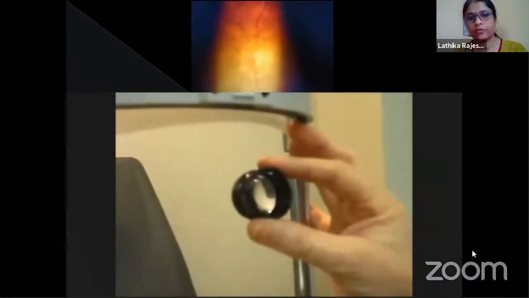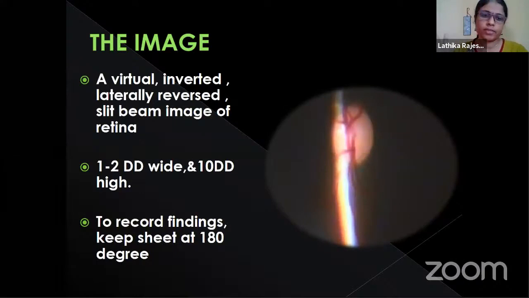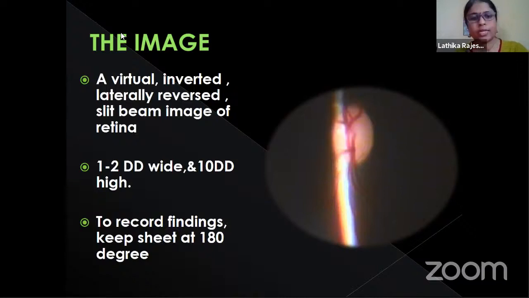This is where the fovea is now in focus. If you want to shift to the disc, you have to ask the patient to look into the ear. So first, it is the disc that should be examined, then the arcades, and finally the ear. Now the image, as I said, is a virtual inverted, laterally reversed image. And to record findings, you need to keep your sheet at 180 degrees, just like you would do in indirect ophthalmoscopy. Next slide, please, sir.